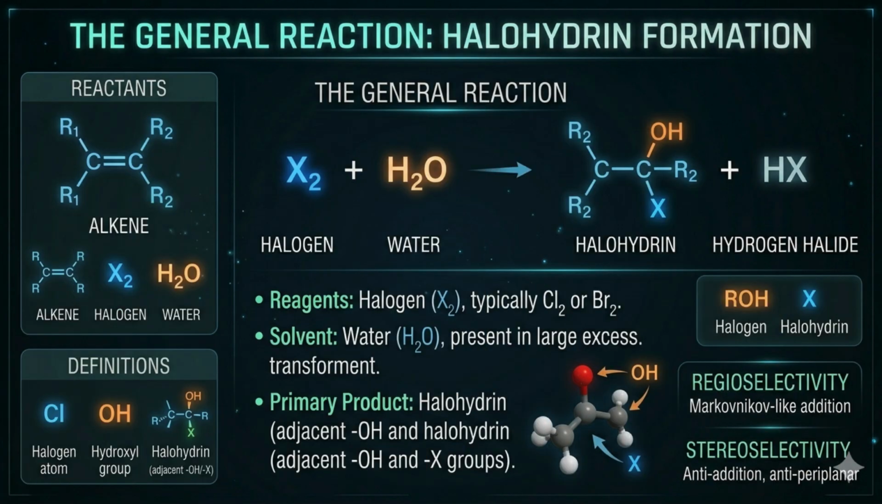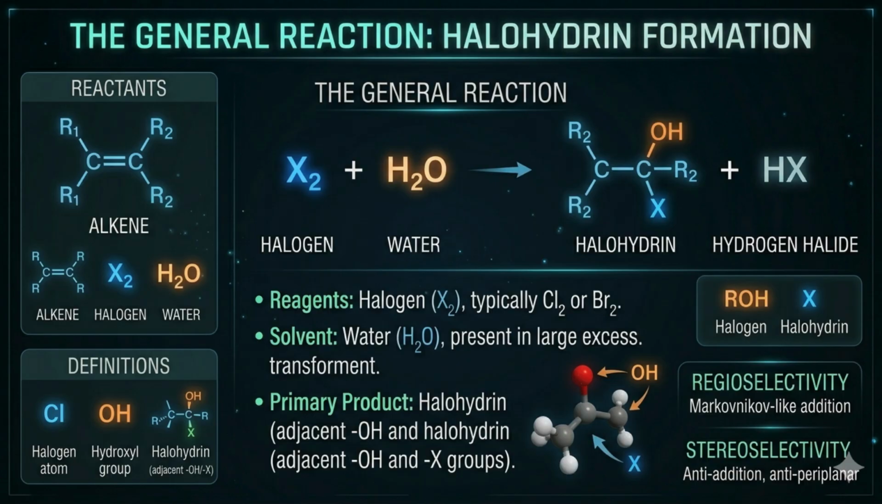Let's break down the general reaction for creating a halohydrin. Looking at the reactants box on the left, we start with an alkene characterized by that carbon-carbon double bond. We react this with a halogen, which is typically chlorine or bromine, and water. In the center, you see the overall transformation. The halogen and water add across the double bond to produce our primary product, the halohydrin. A byproduct of hydrogen halide is also formed during the process.